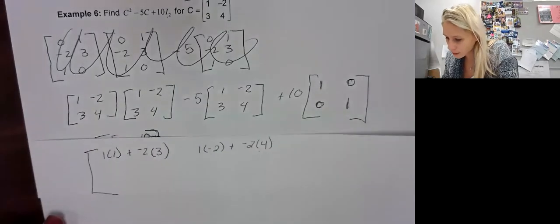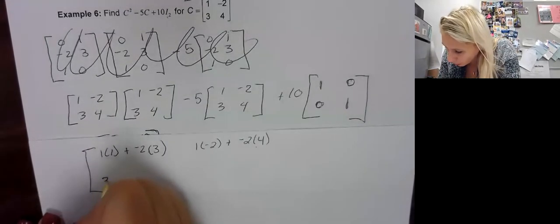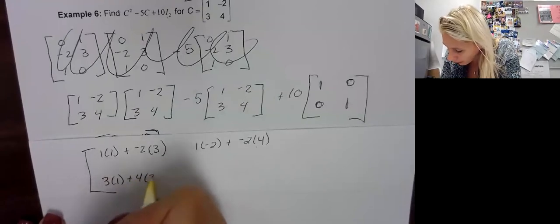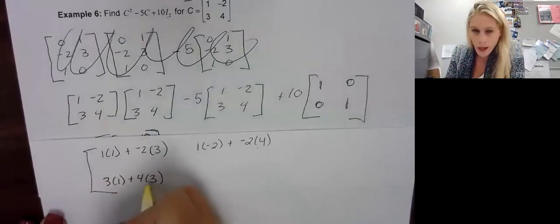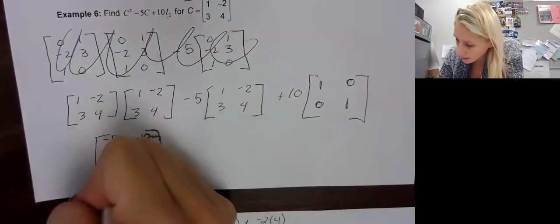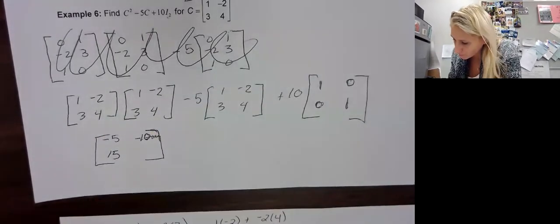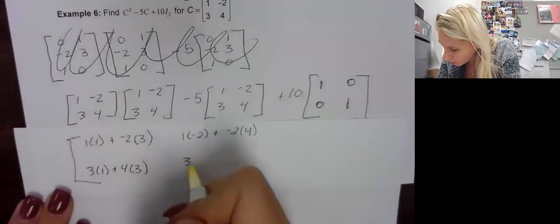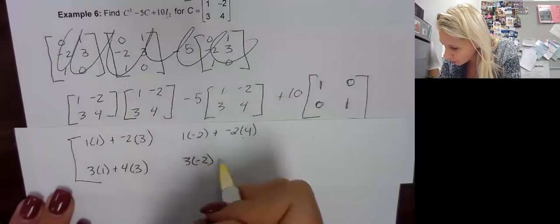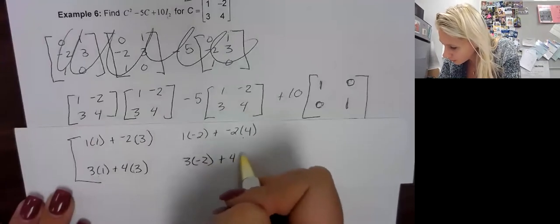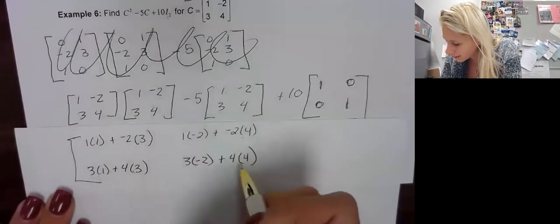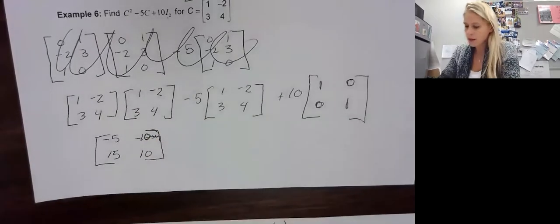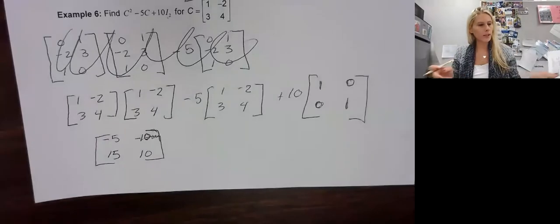Okay, let's do row 2. We get 3 times 1 plus 4 times 3. That's 12, and 3 is 15. And then the other one, we get 3 times -2 plus 4 times 4. What is that? 16 and -6, so +10. All right, let's see what else we can do now.